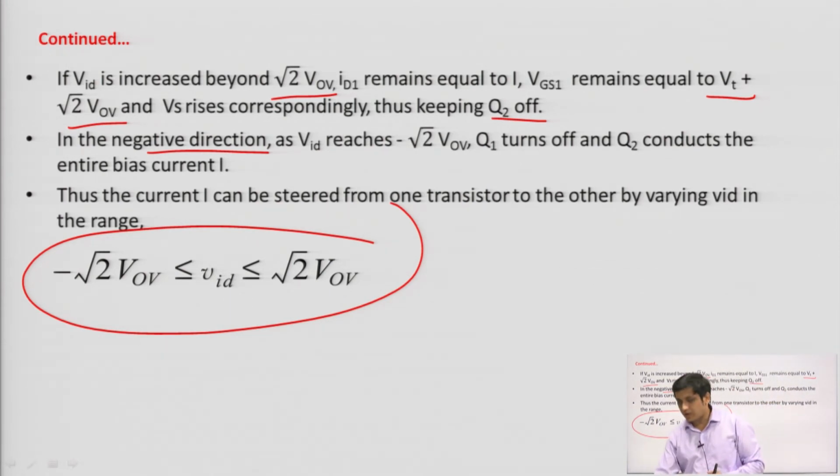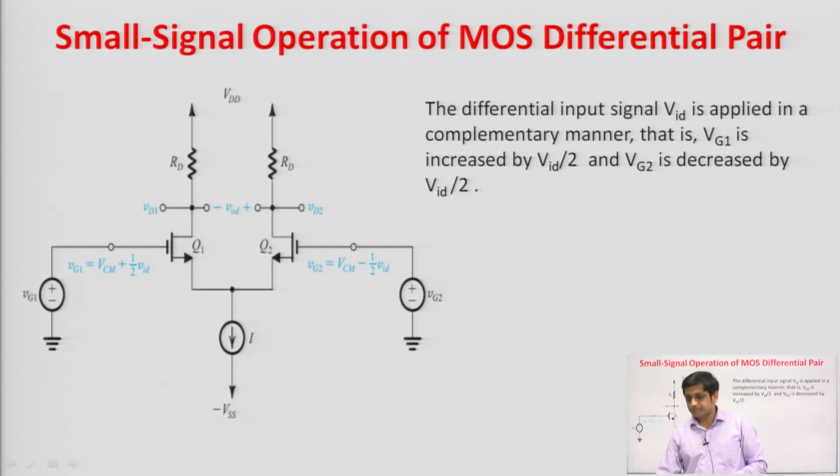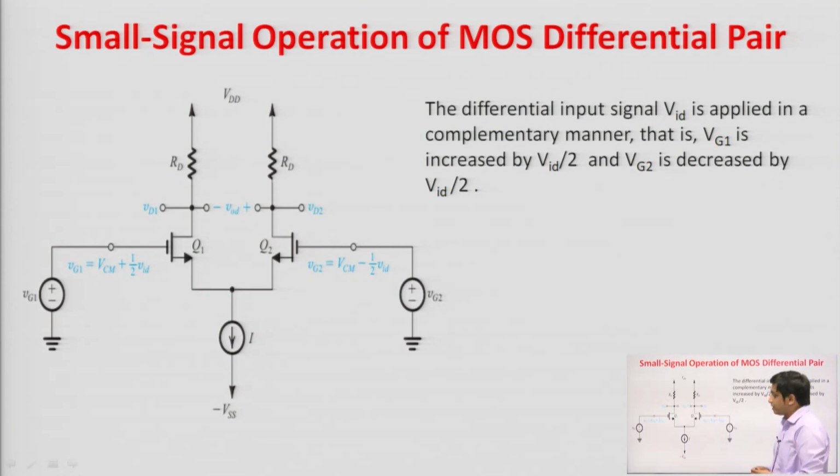VOV is the overdrive voltage, that is VGS minus Vt. Next one is a small signal operation of MOS differential pair. So, we are going to do the small signal analysis of this differential amplifier. Small signal analysis means we will remove the DC sources, and we are doing it just to calculate the output resistance, gain, etc.